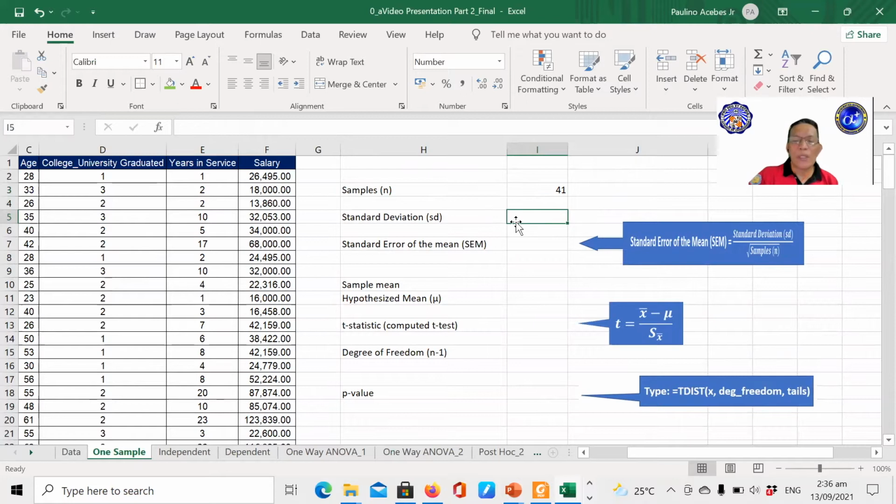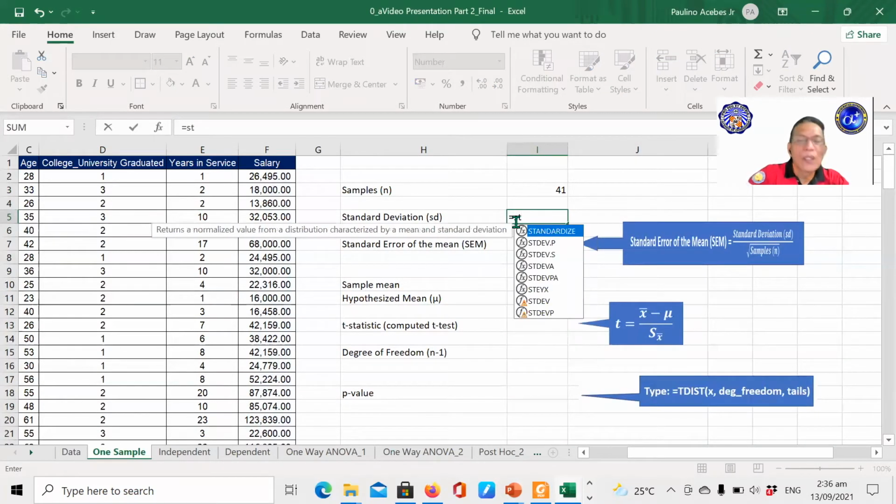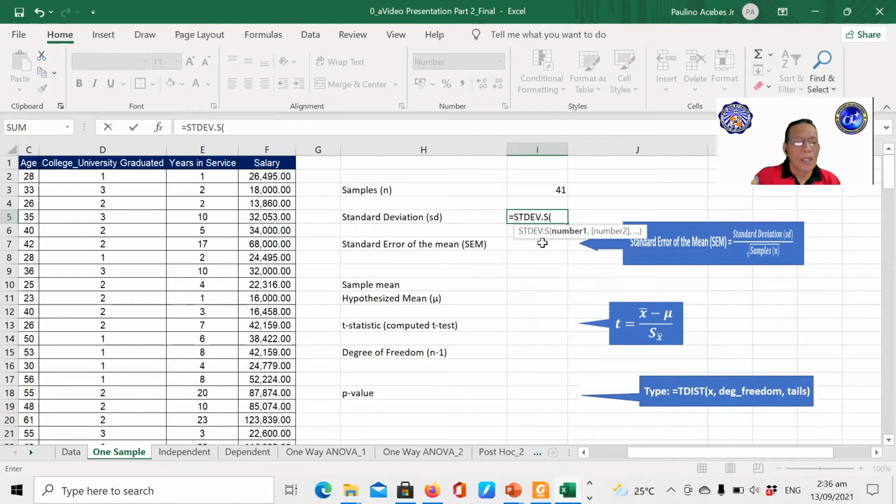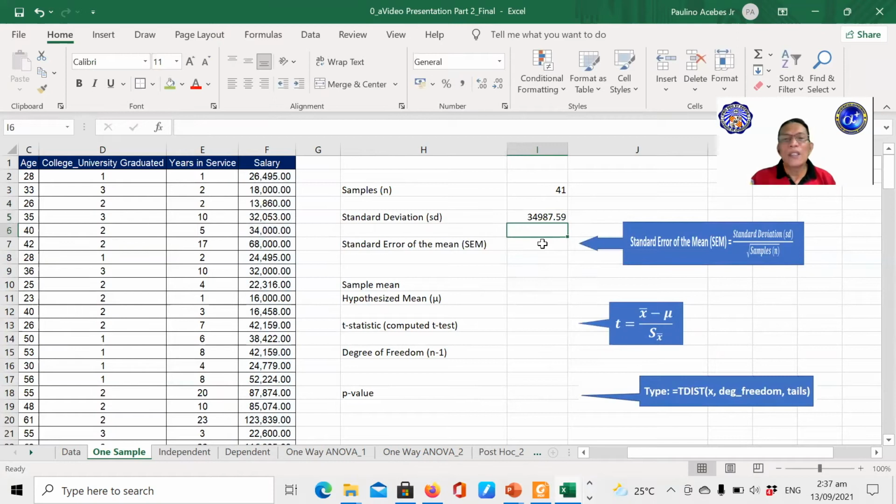Next, if you click this, we have F2 to F42. We are also going to do this for the standard deviation. The sample standard deviation from F2 up to F42 is 34,987.59.